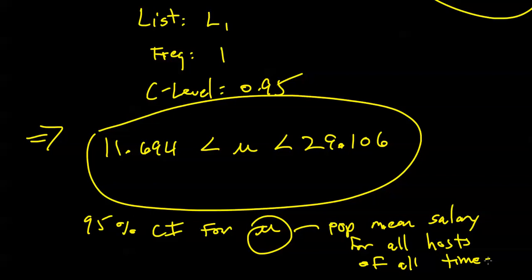Alright, we're hitting the 35-minute point, so we'll call it a day. This concludes section 7.4, estimating a population mean with sigma unknown.